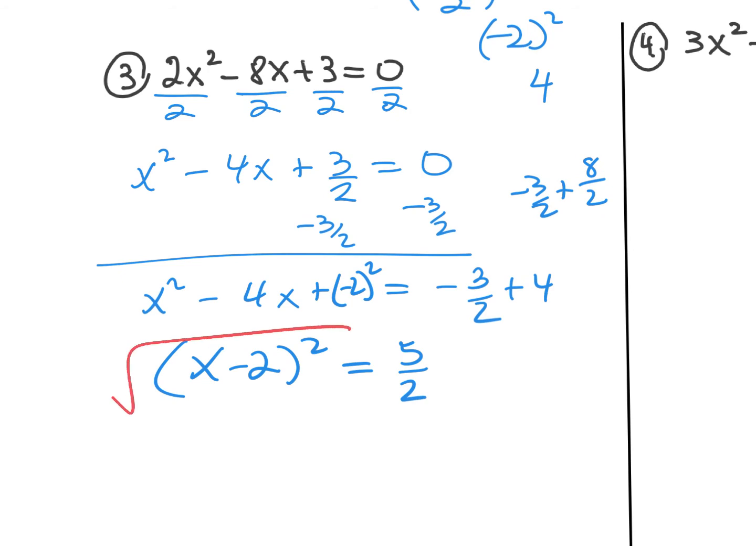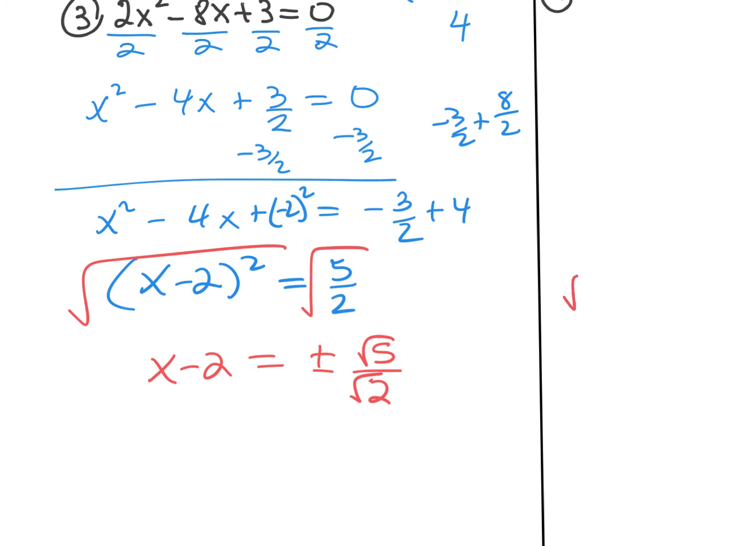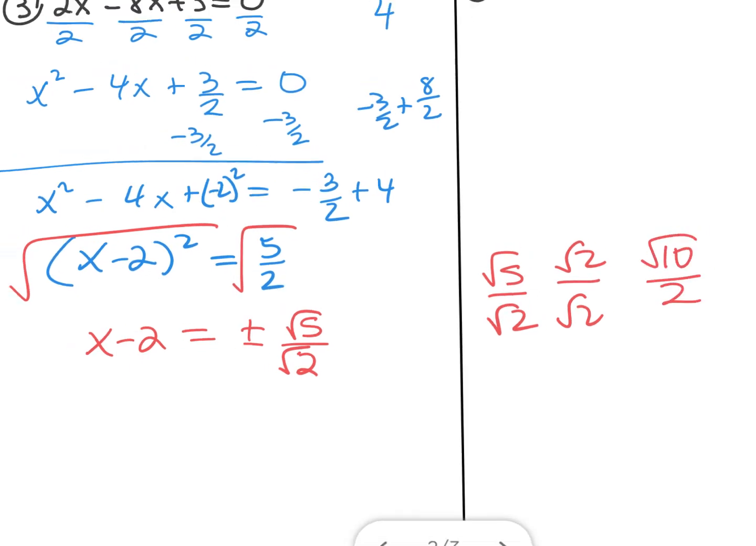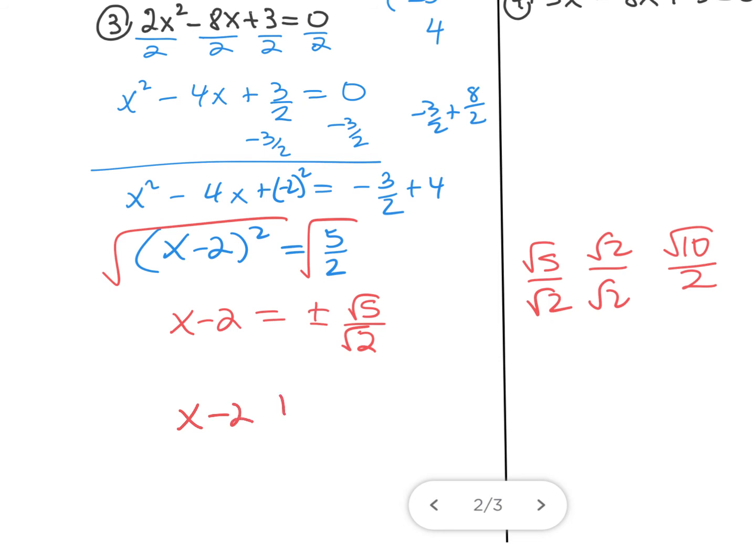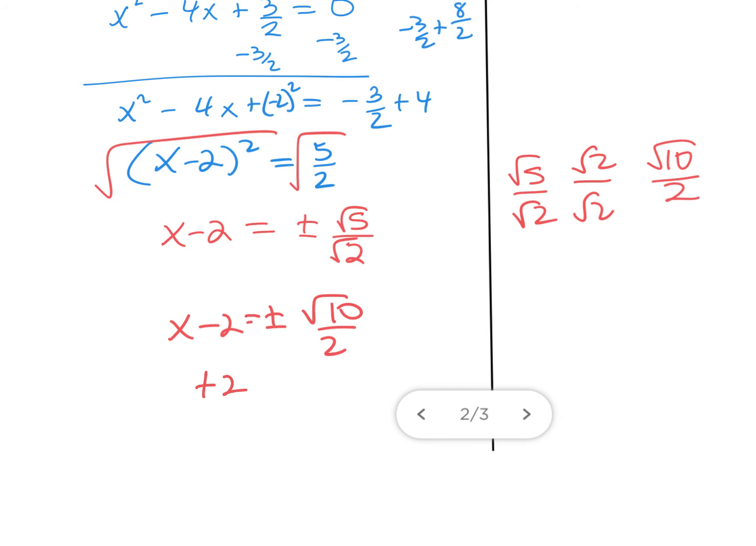Square root, x minus 2 is equal to plus or minus. And then I would put it like that, but I've got to rationalize. So let me rationalize first. Multiply top and bottom by root 2. So square root 10 over 2. So x minus 2 equals plus or minus root 10 over 2. Move the 2. And then I get x equals 2 plus or minus root 10 over 2.